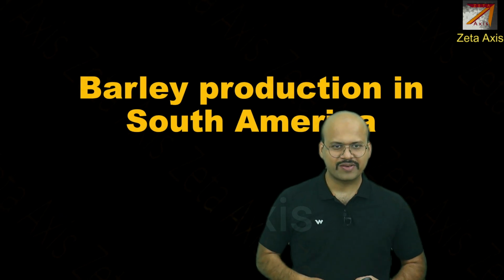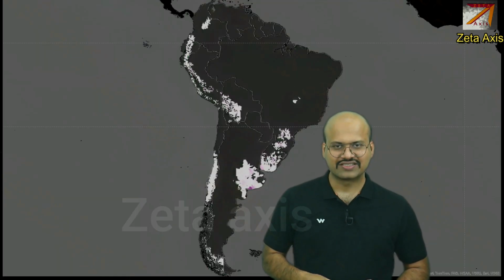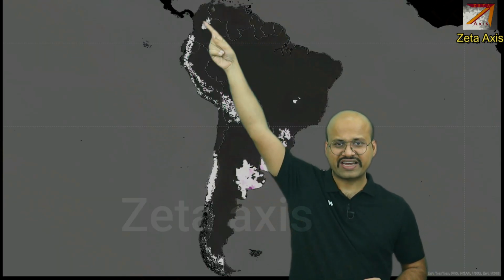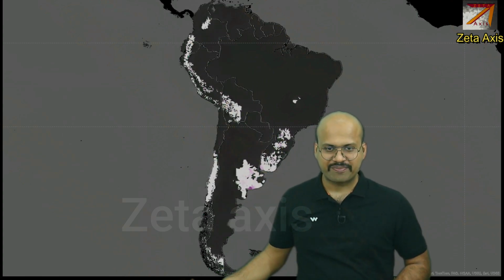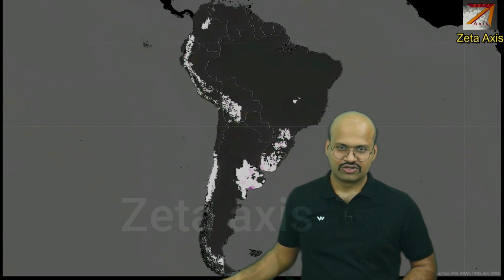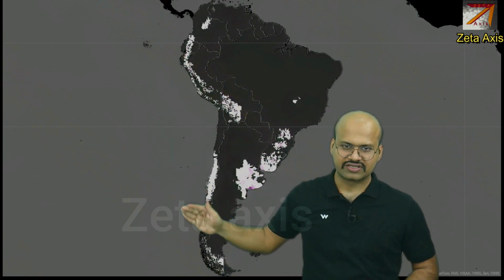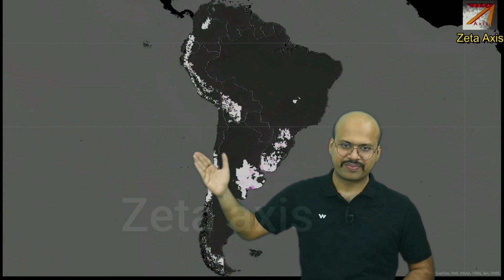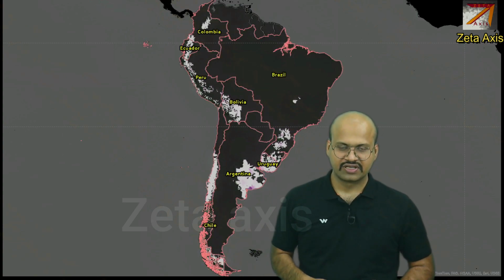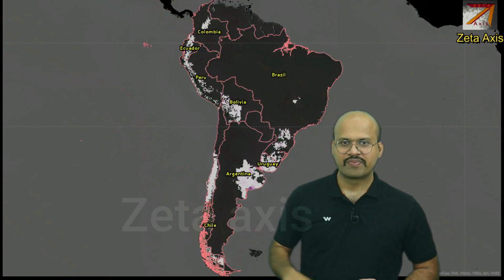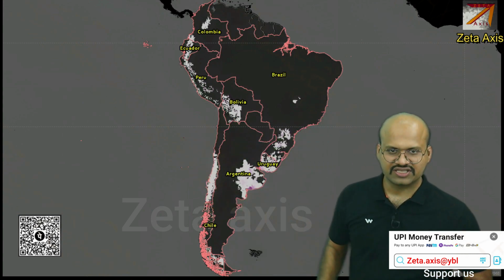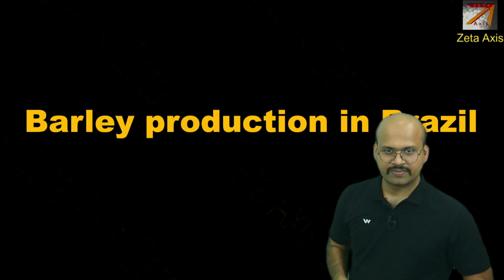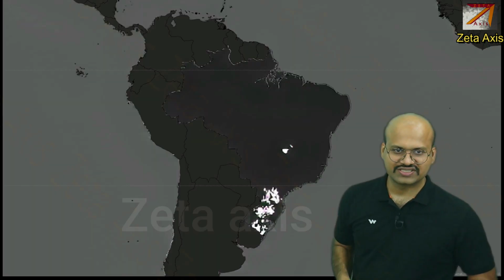If we see barley production in South America, we can clearly see that its production region extends right from north of the equator, through the tropical and temperate regions, to the higher latitudes. The major countries which produce barley are Colombia, Ecuador, Peru, Bolivia, Brazil, Argentina, Chile, and Uruguay. Let's see the barley producing regions in Brazil.